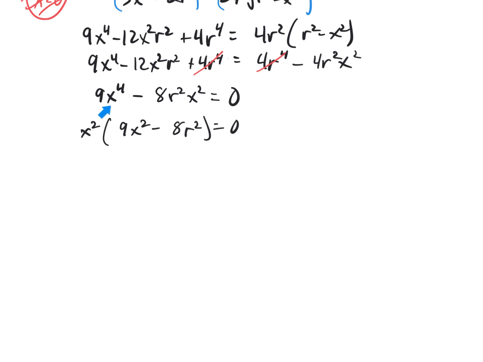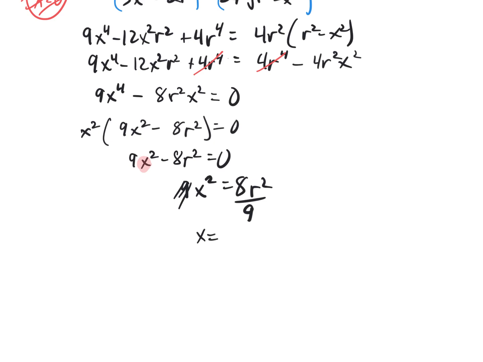Factoring out the GCF of just x squared. And now if x squared times the group is 0, either x squared is 0, which doesn't help us, or the group is 0. All right, remember that our variable is x, everything else is a constant. So let's go ahead and add 8r squared to both sides. Divide both sides by 9. And x is the square root of 8r squared over 9.